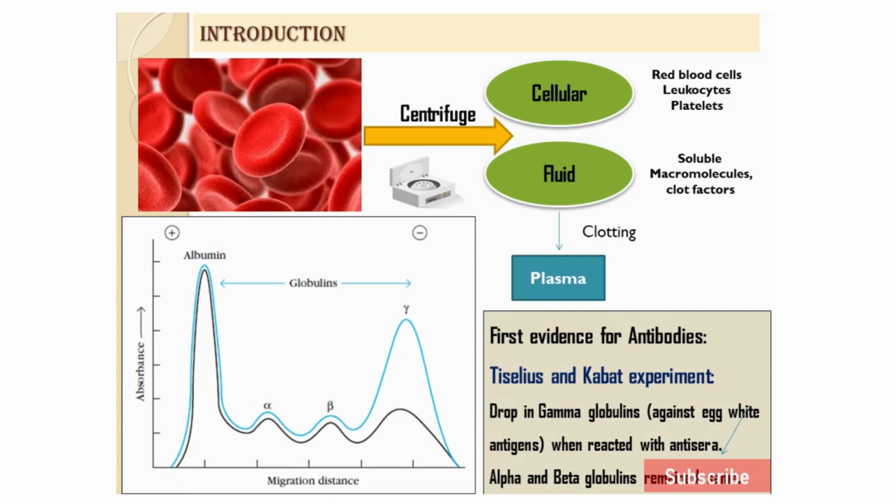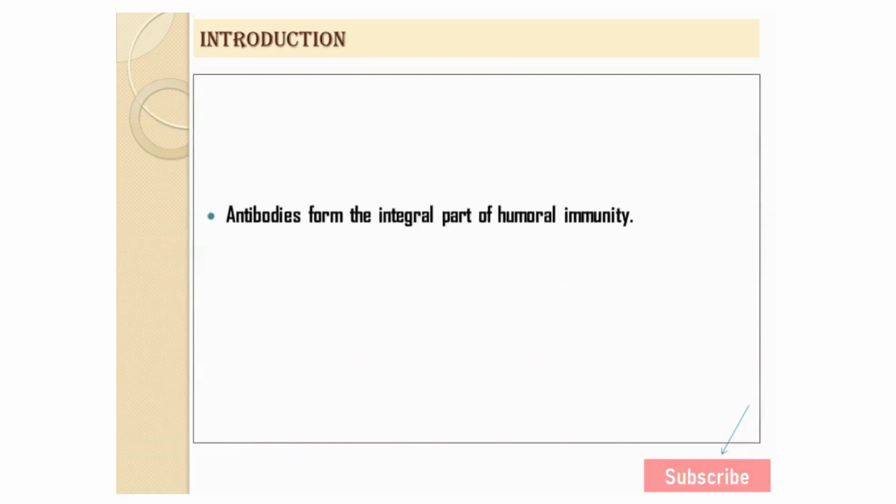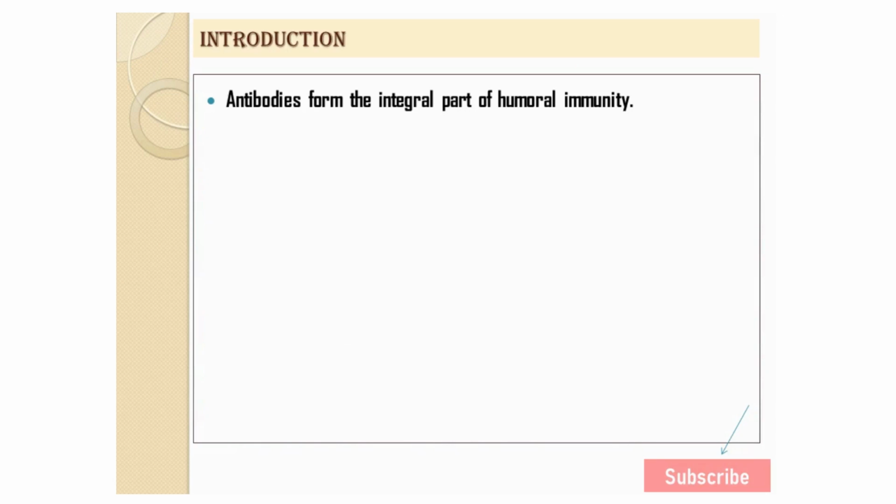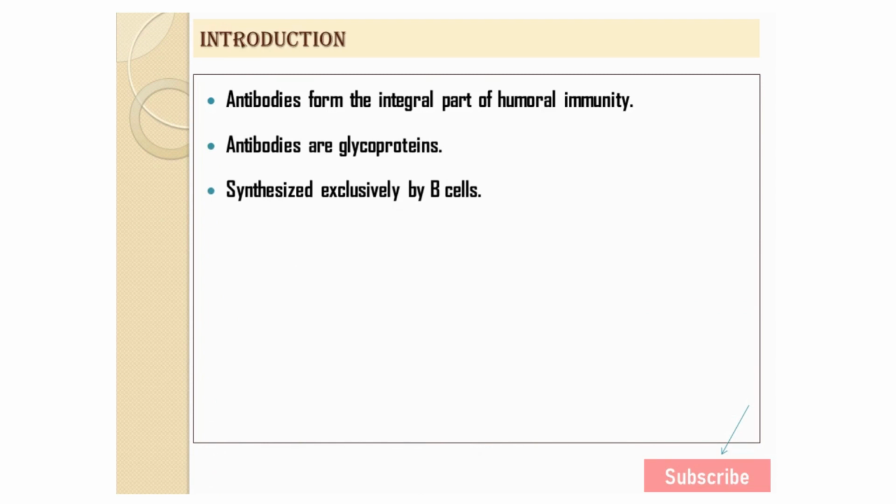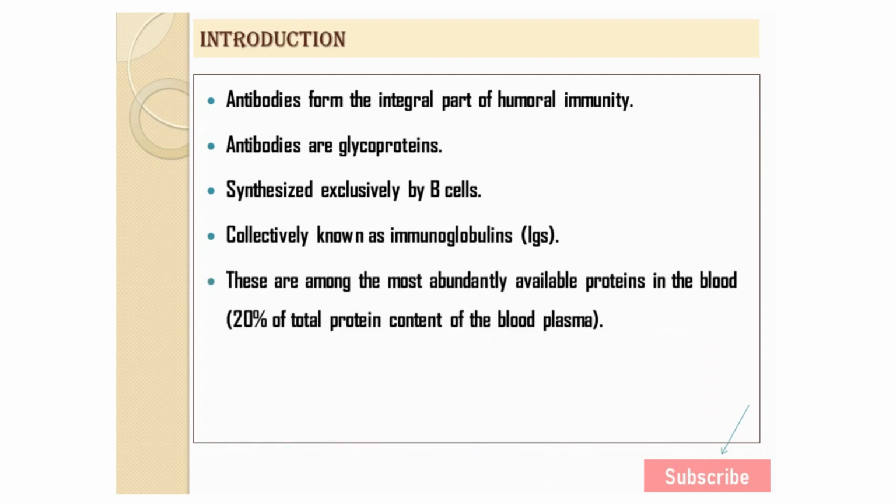Antibodies form the integral part of humoral immunity. Antibodies are glycoproteins in nature. They are synthesized exclusively by B cells. They are collectively known as immunoglobulins, in short, Igs. These are among the most abundantly available proteins in the blood, approximately 20% of the total protein content of the blood plasma.